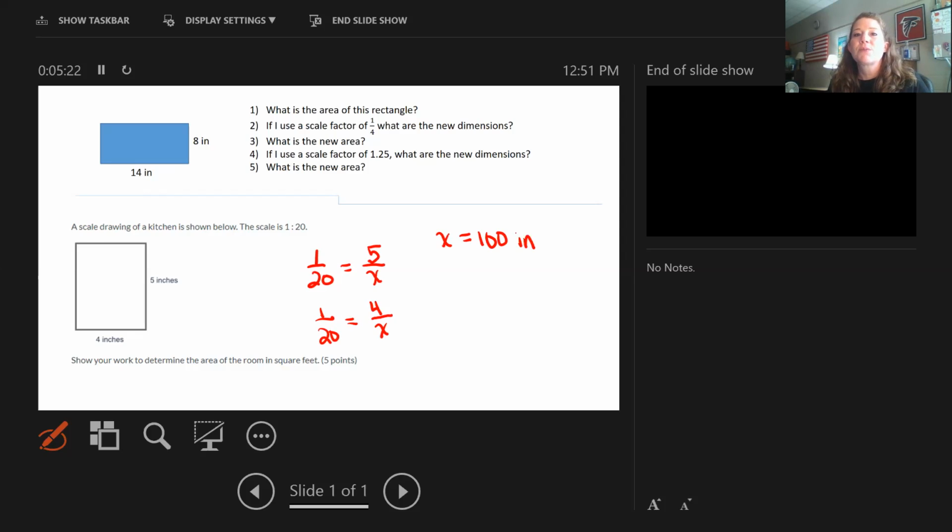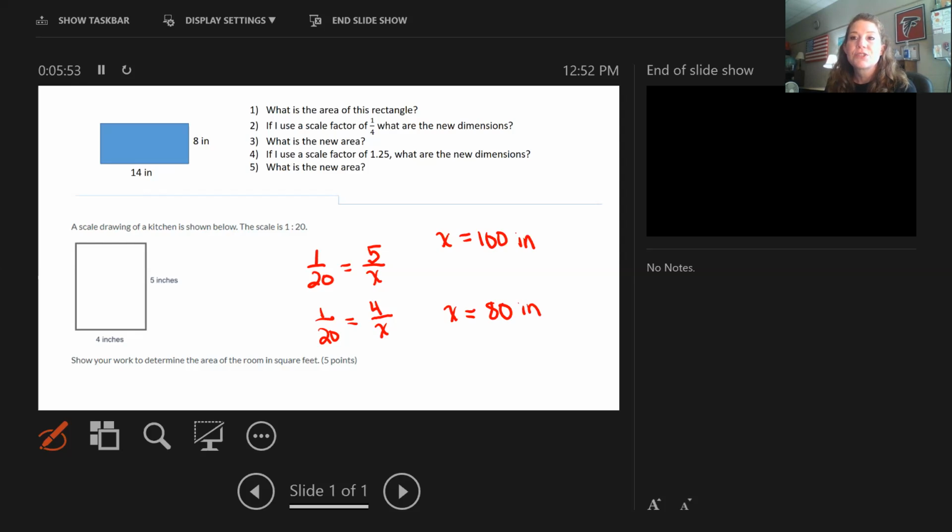And what about the second one? I'm going to cross multiply. 1 times x is 1x, and 4 times 20 is 80 inches. So those are the new dimensions using my scale ratio, 1 to 20. Then the bottom question says, show your work, which I'm showing my work, to determine the area of the room in square feet.